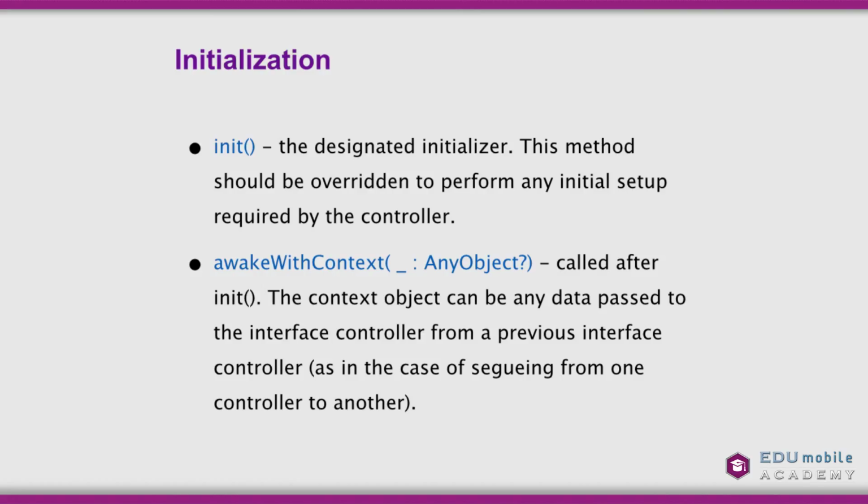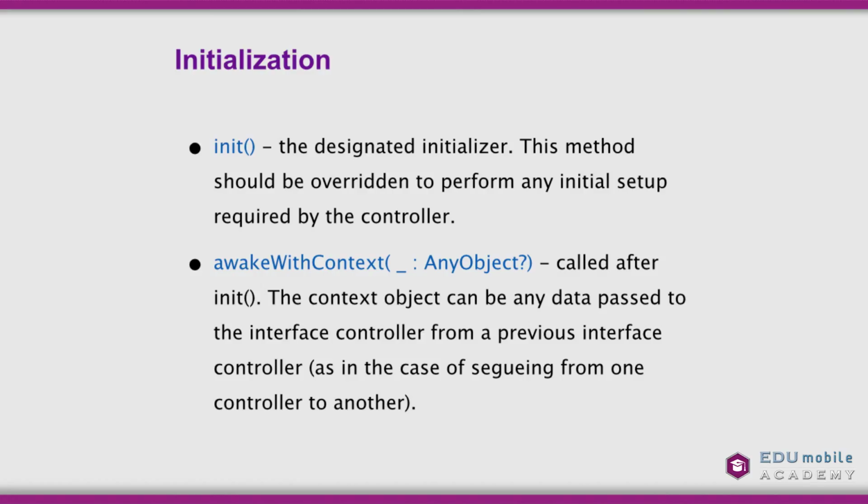Now, we're going to talk about the methods of WKInterfaceController. So the first one we want to talk about is init. This is the designated initializer. This method should be overridden when we want to perform any initial setup required by the controller. By the time init fires, the interface controls on the scene are already initialized. So we can set up some initial values for outlets and things like that.